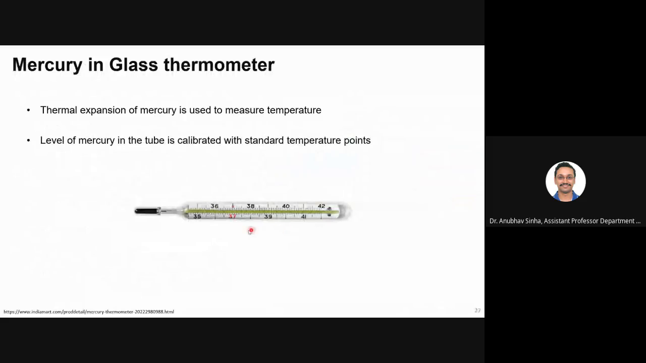Let us move on to the last slide. This is the most common type of thermometer you must have seen. Basically, it works on thermal expansion. Mercury is held in this bulb. Once it gets heated, it expands, and by reading where the column lies, you can measure the temperature. I hope there are no questions on this.